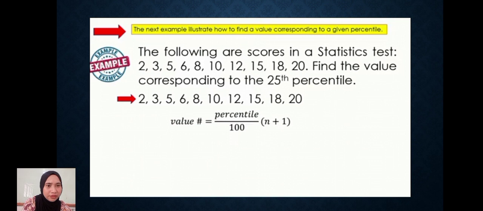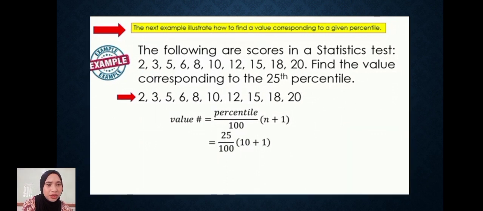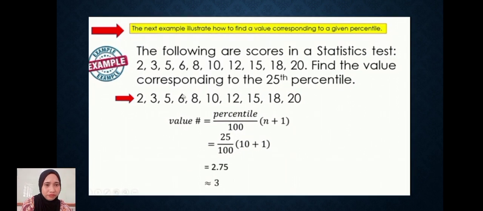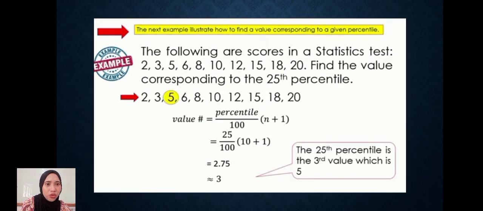Percentile over 100, our K is 25, then 25 over 100, we have N equal to 10, because our data has 10 values. Which is equivalent to 3. The third data, or position 3, is 5.